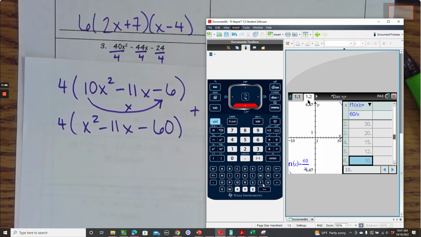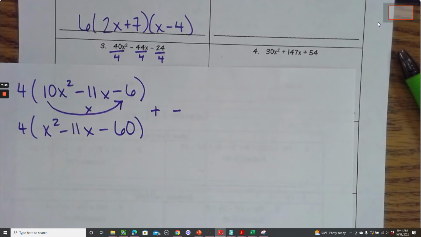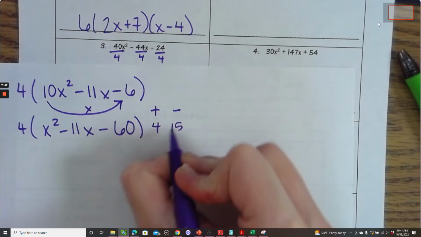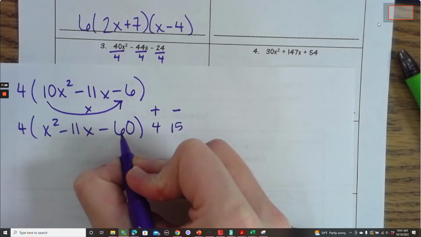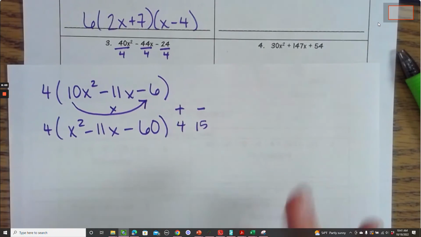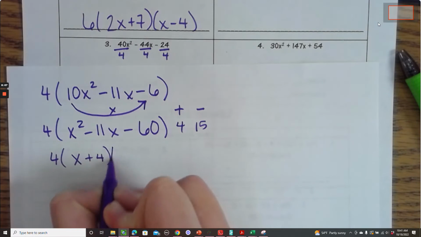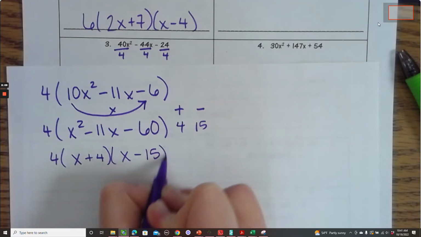So 6 and 10, that gets me, or no, when I subtract them, I apologize. When I subtract them, 15 and 4, which one would be positive, which one would be negative? Okay. So 4 times negative 15 is a negative 60. 4 plus a negative 15 is a negative 11. So I have x plus 4, x minus 15.